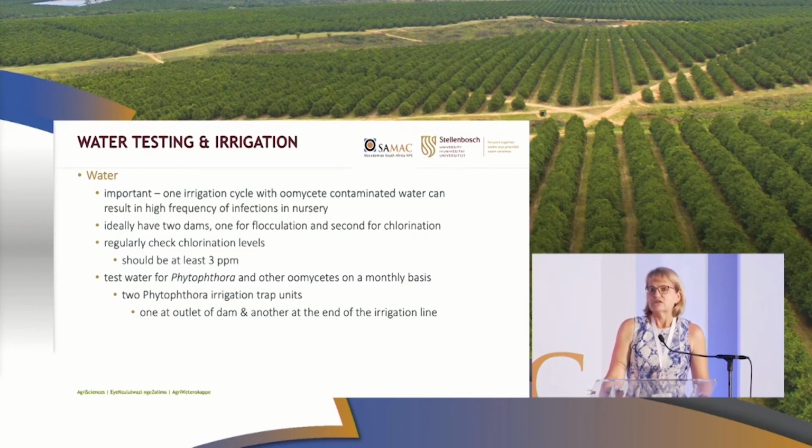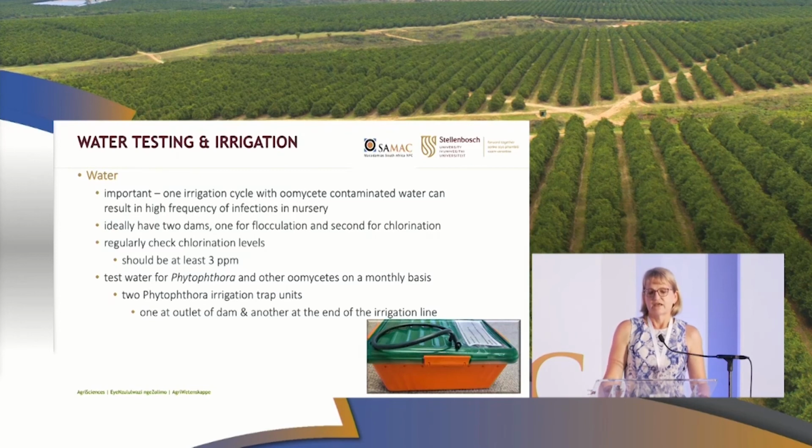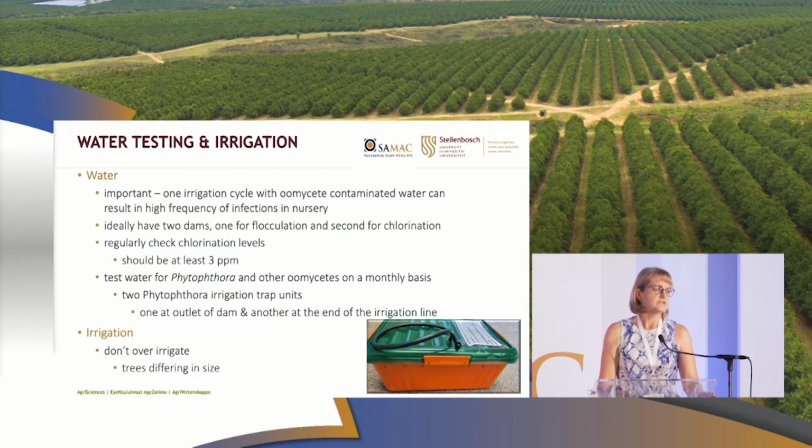And then it's also recommended to actually test your water monthly for Phytophthora in the nursery with 2 traps. And this can be done, you can make this trap that you connect to the irrigation line, and we put lemon leaf baits in there, which Gerda can also help you to plate onto a selective media and identify the pathogen. And hopefully you will not find it, but monitoring in nurseries is really important.